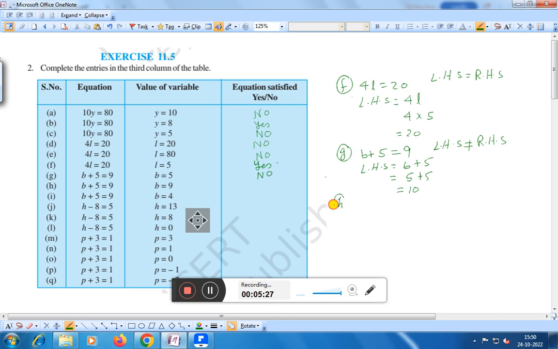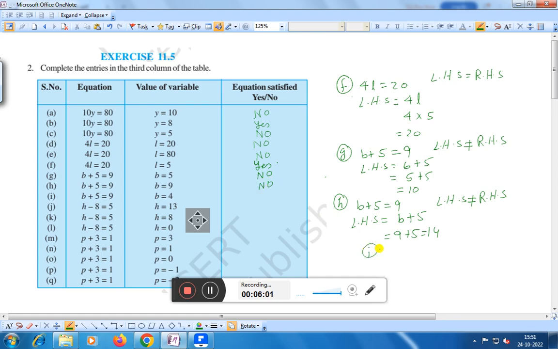Next, H. What is H? H is b plus 5 equal to 9. The left hand side is b plus 5. What is the value of b? The value of b is 9. That is 9 plus 5, that is 14. That means left hand side is not equal to right hand side. Therefore, the answer is no.